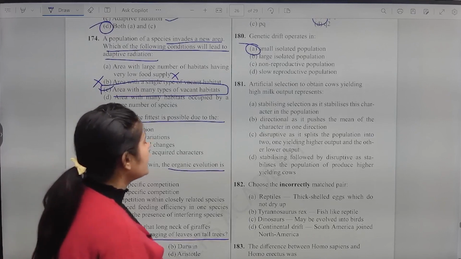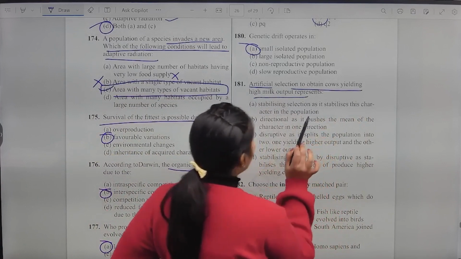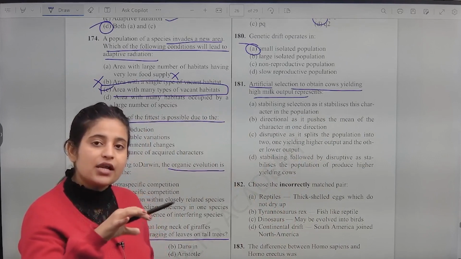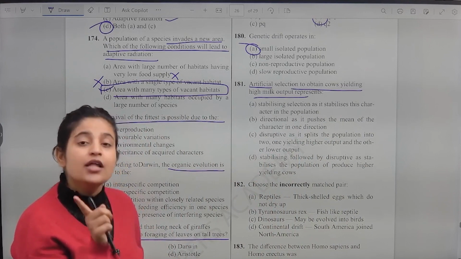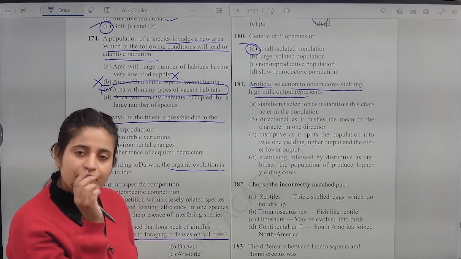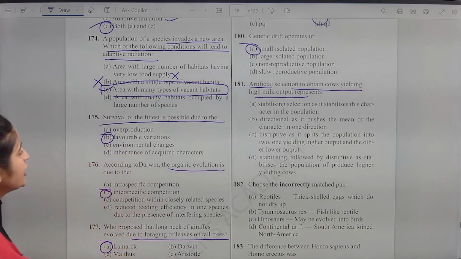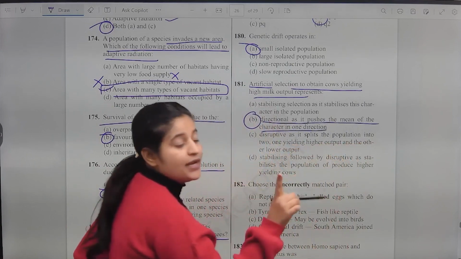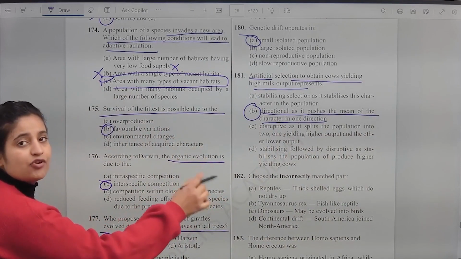In this, you have the next question. Artificial selection to obtain cow yielding high milk output represents what? Here we are doing artificial selection, so that we can select only the high yielding cow. So we are doing selection only in one direction. So this is a directional selection where only one particular phenotype is selected. Here the peak shifted in one direction only. So the directional selection pushes the mean of the characters only in one direction. Okay. Another example you have is industrial melanism.